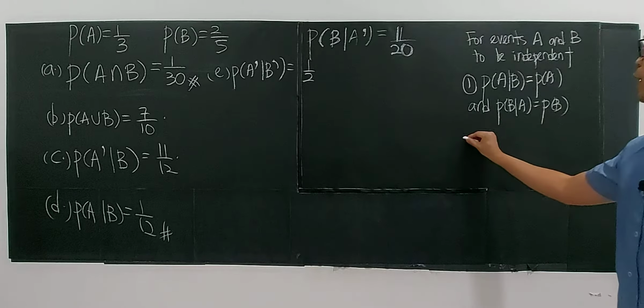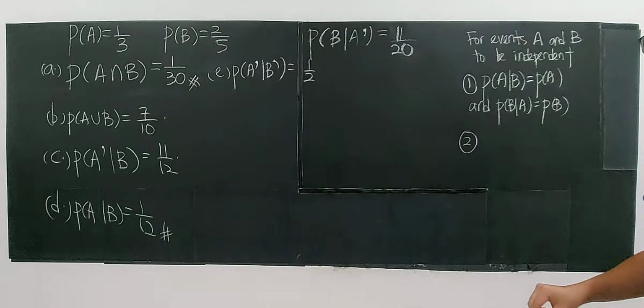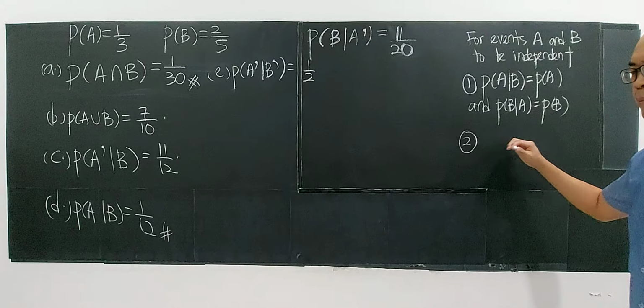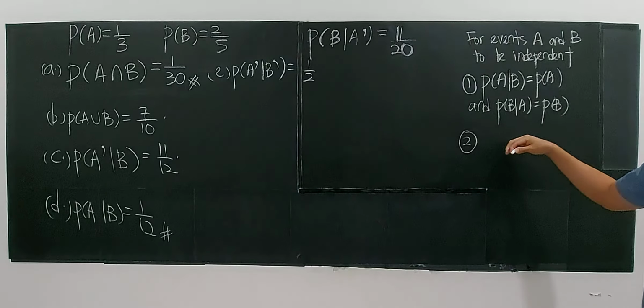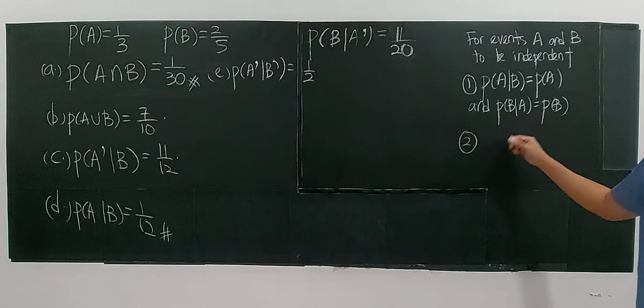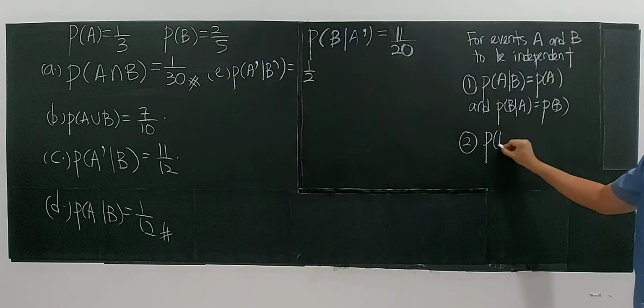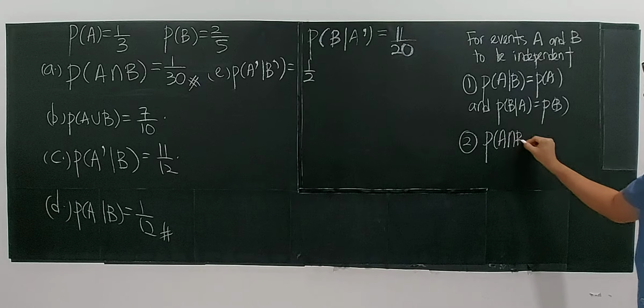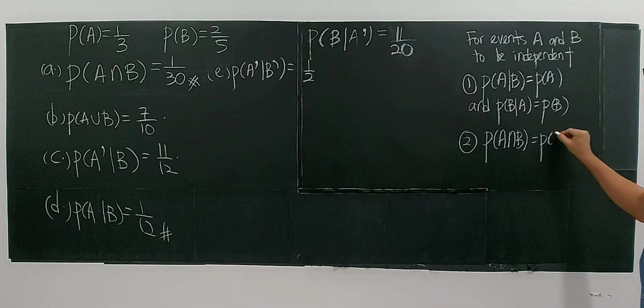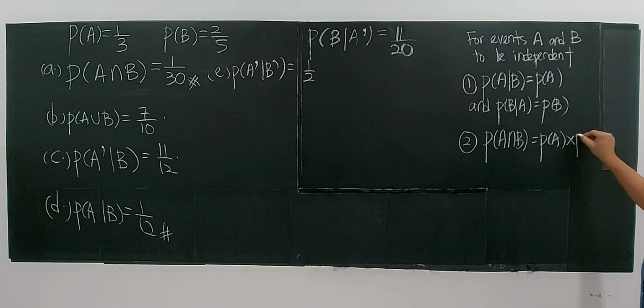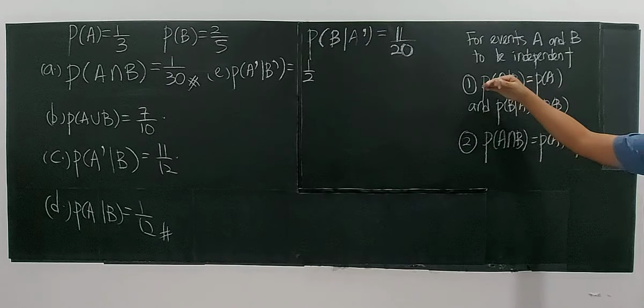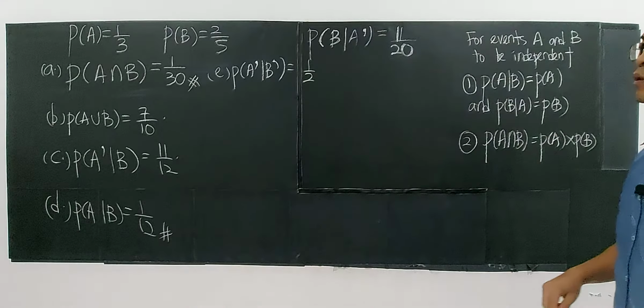Secondly, we can use the product rule, the multiplication rule of probability. The multiplication rule is only valid when events A and B are independent, which is the probability of A multiplied with the probability of B. So either the first or the second will be okay.